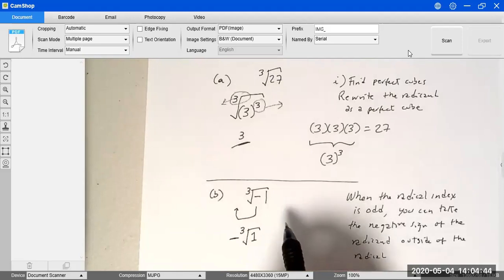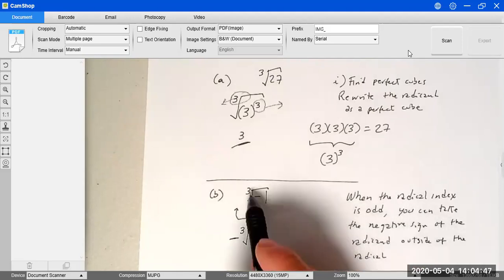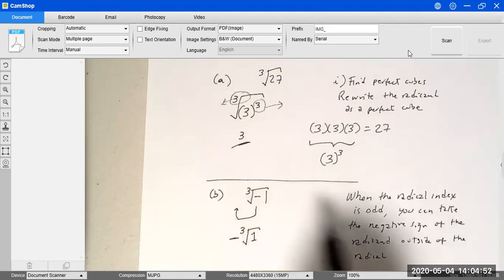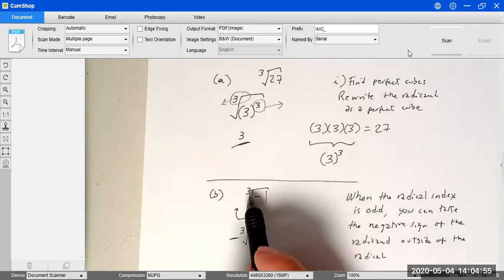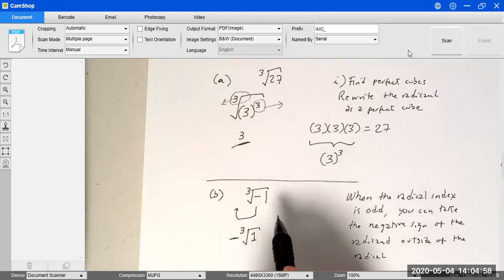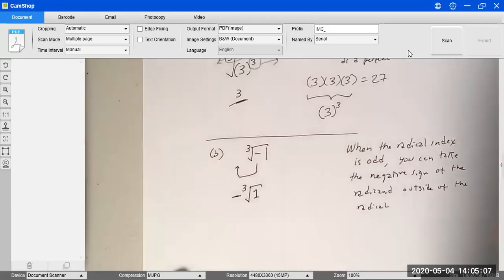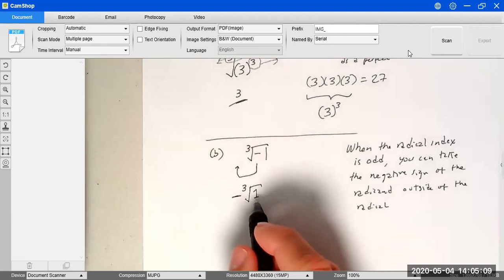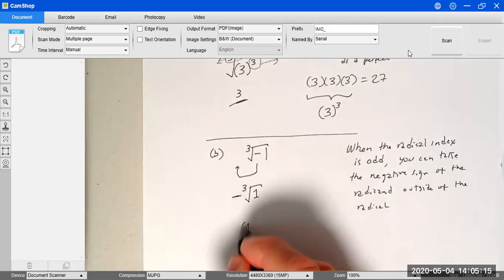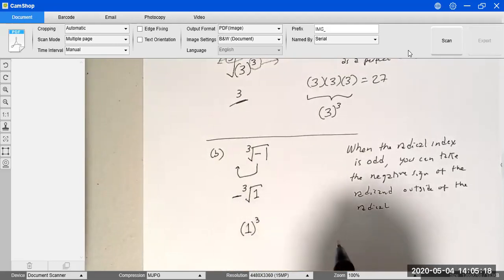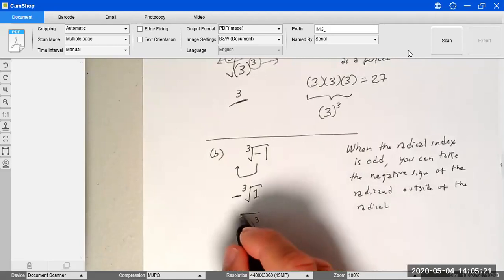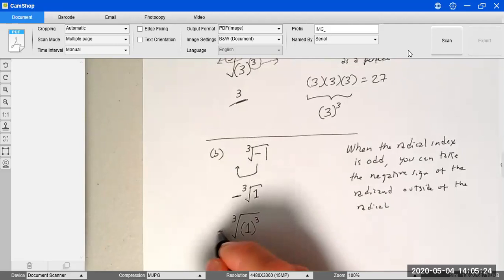You can do this only with radicals where the index is odd, for example 3 or 5 or 7. If the index is even, like 2, 4, 6, 8 and so on, then the answer is not a real number, as I mentioned before. So now we need to rewrite the radicand as a perfect cube, and 1 is also written as 1 to the third power, because 1 times 1 times 1 is still 1. And this is the cube root, and then we have the negative sign here.